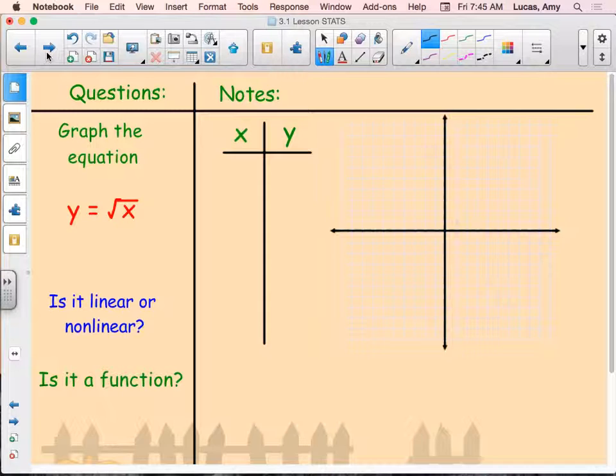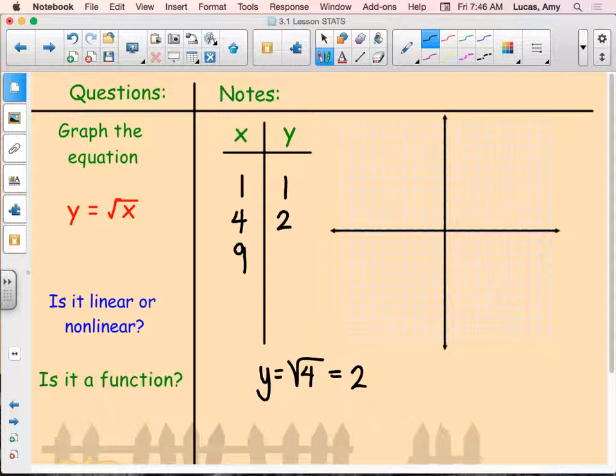Okay, square root. I'm not going to use my regular values for this one because I want you to think about what numbers are good numbers that you can take the square root of. We cannot take the square root of a negative number, so I'm not going to use any negative numbers. The square root of 1 is 1. The square root of 4 equals 2. So if y equals the square root of x and I plug in a 4, I will get 2.